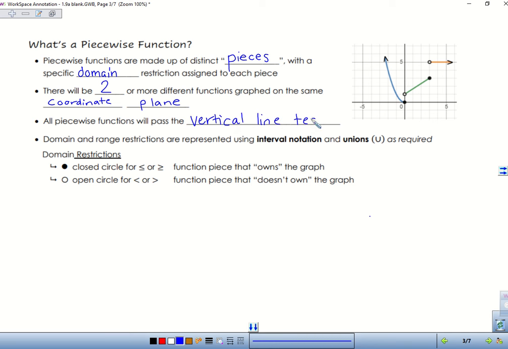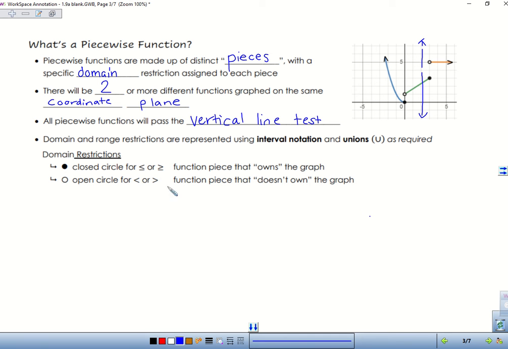Everybody remember what the vertical line test is? Yes. So if it's a function, if you draw a vertical line anywhere on that graph, it's only going to touch 1 point maximum, okay? Domain and range restrictions are represented using interval notation and unions as required.